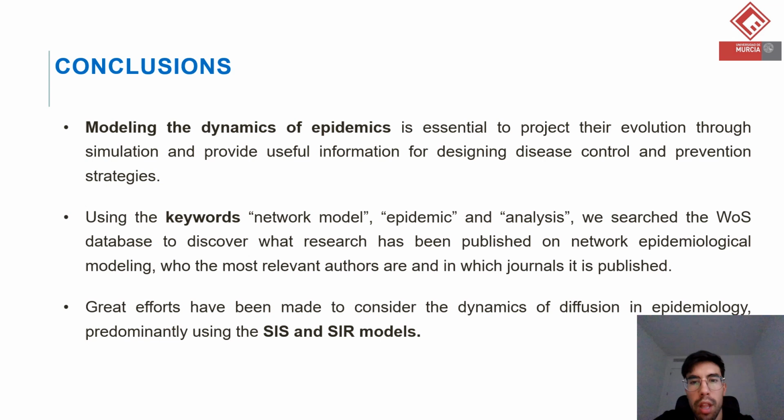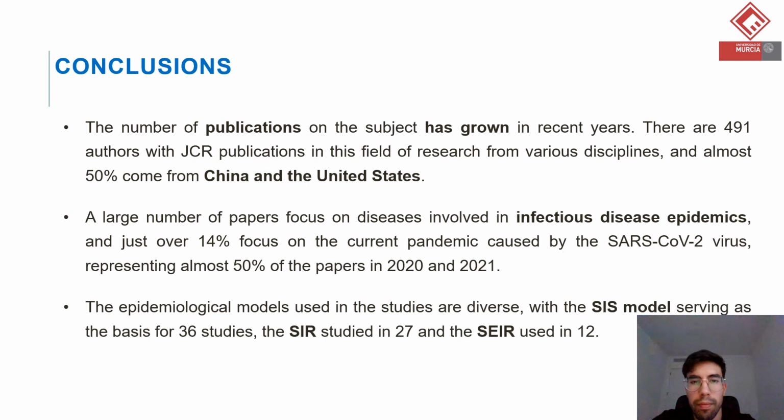It was found that great efforts have been made to consider the dynamics of diffusion in epidemiology, predominantly using the susceptible-infected-susceptible (SIS) and susceptible-infected-removed (SIR) models. In addition, simple models such as SI and more complex models such as SEIR, which also includes the E for exposed, have been used. The number of publications on the subject has grown in recent years.